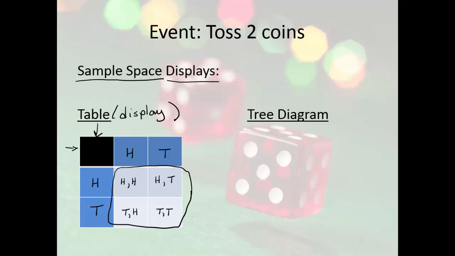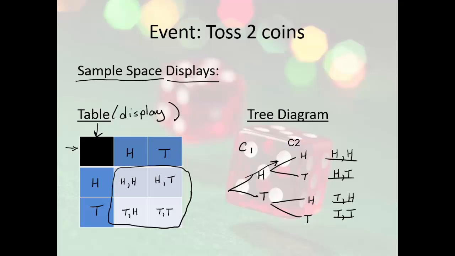Okay, you could also do this with a tree diagram. You would say coin number 1 has 2 possible outcomes, heads or tails. And after it is flipped, there are 2 outcomes for the second coin. So heads or tails again. And then this leads to 4 possible outcomes. So it's just a different way of displaying the sample space. In this diagram, this is the sample space. And the tree diagram with that is a display of the sample space.